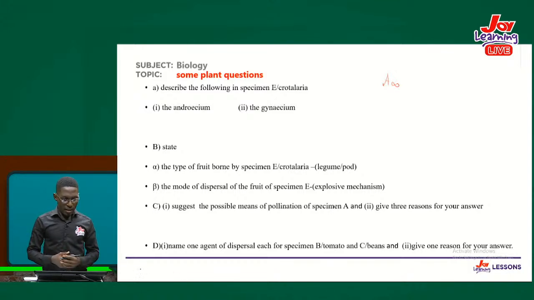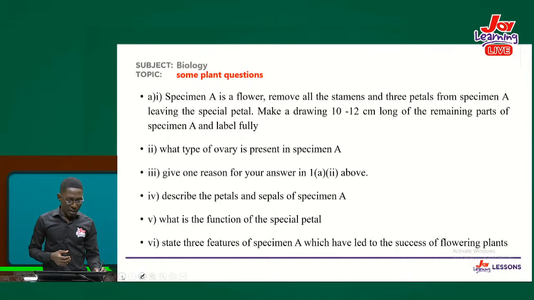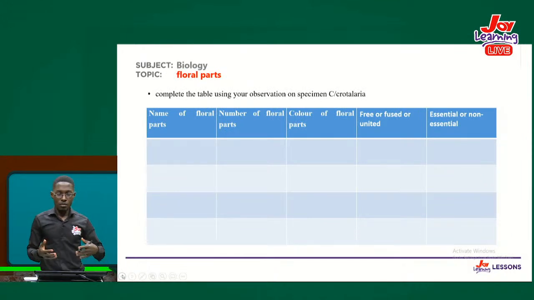So the down one is agent of dispersal. All these are questions that can drop on our paper come this week. Now let's look at something that they can also give to you. Instead of telling you to write, they give you a table.